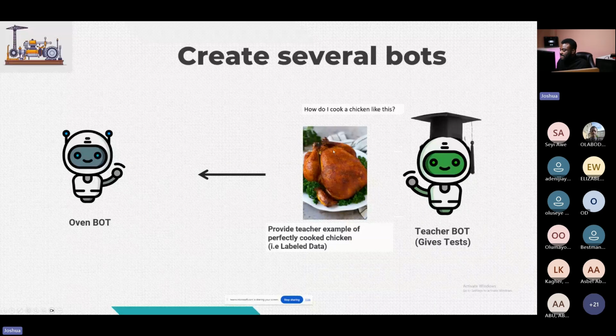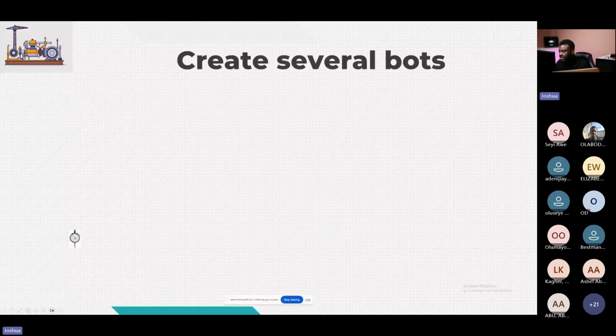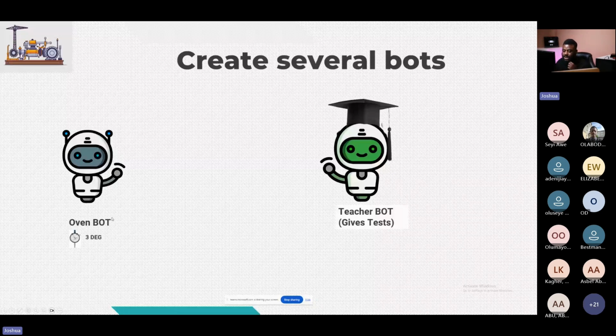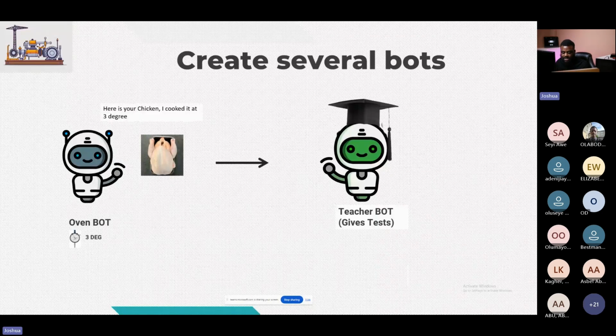So the teacher bot can't teach, but it can grade very perfectly. If you give it 2 chickens, it'll say, okay, fine, this chicken does not look like the one I've been given by my human that says this is the perfect chicken. So it can grade very, very accurately. So using this, the teacher bot will now tell the oven bot, cook for me a chicken that looks like the one I've showed you here. The oven bot, to the best of its ability, remember it can't cook above 3 degrees, will try and perform that task and come and say, okay, here, I've cooked this chicken to the best of my ability.